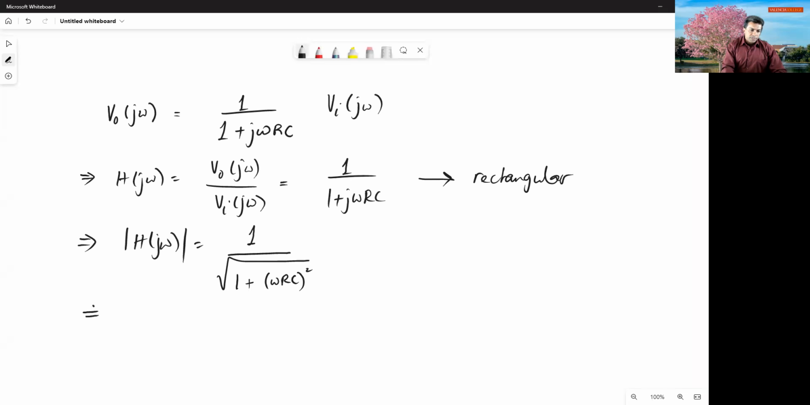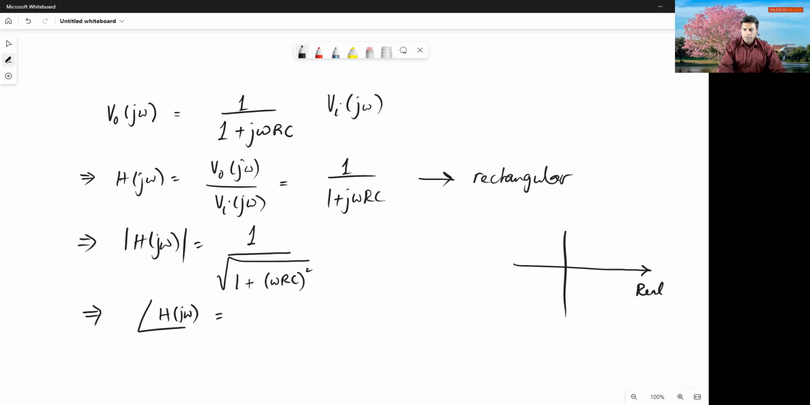What will be the phase of this? If I want to write down the phase, now remember, the phase of a complex fraction is the phase of the numerator minus the phase of the denominator. So here the phase of the numerator is 0, because this is a real number and it is located on the positive x-axis.